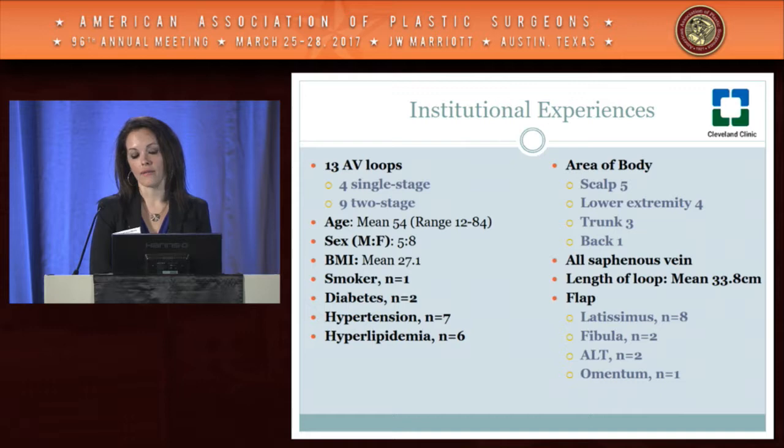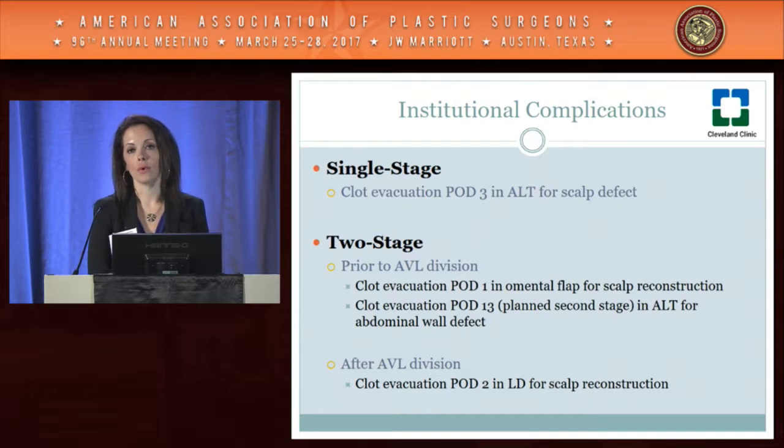Since 2005, we have constructed 13 AV loops, 4 single-stage and 9 two-stage. The area of the body most commonly undergoing reconstruction was the scalp, followed by the lower extremity. The flap most commonly utilized was the latissimus. We had 4 complications, 1 in the single-stage approach and 3 in the two-stage approach.